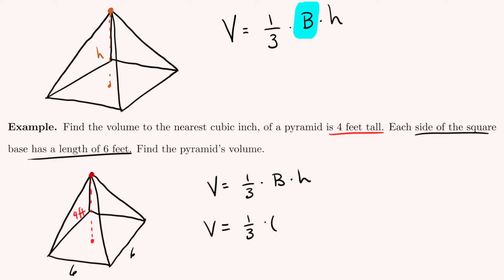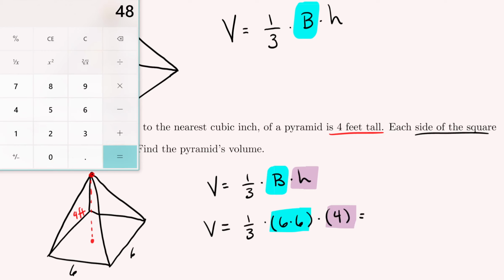our base is the area of a square, which is side length times side length, 6 times 6. The height is 4. Typing this into our calculator, we get exactly 48 as the volume. We know volume is in cubic units. We measure length in this problem by feet, so our units are feet cubed.